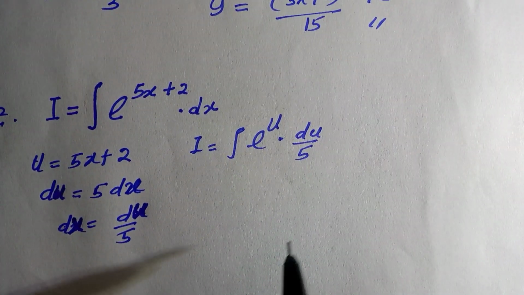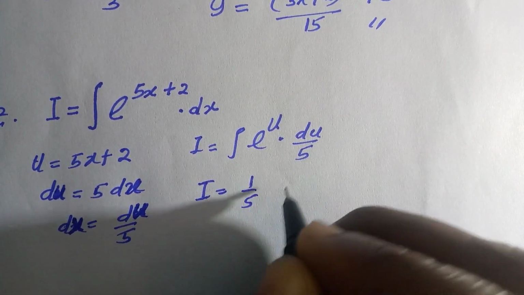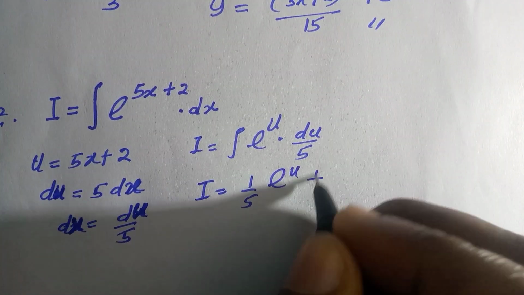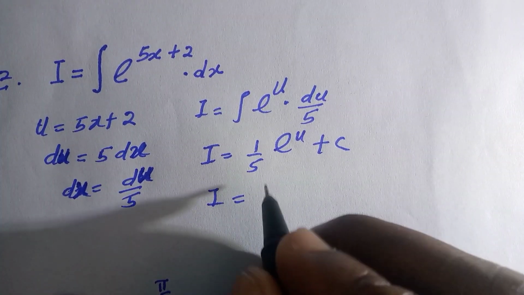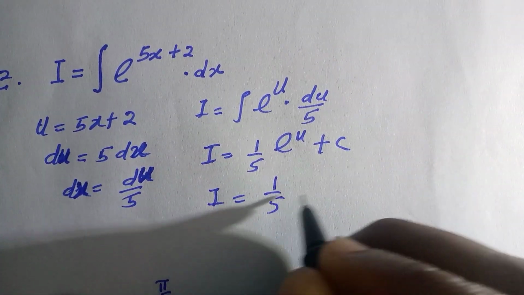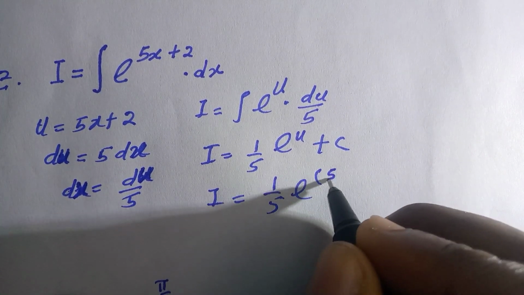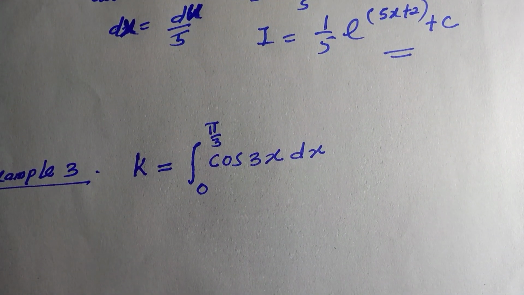And by coming here, we have I equals, we take out 1 over 5, and here we have the integral of exponential u, that is still exponential u according to the standard, and I equals 1 divided by 5 exponential, but what is u? That is 5x plus 2, and everything plus constant. So here is the result. Let's see this one as well.